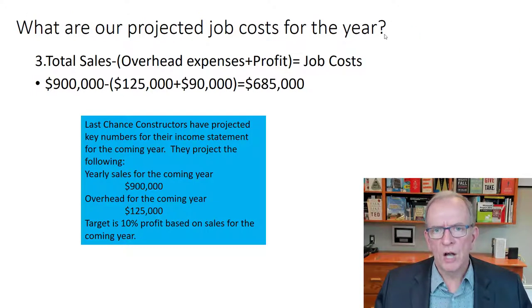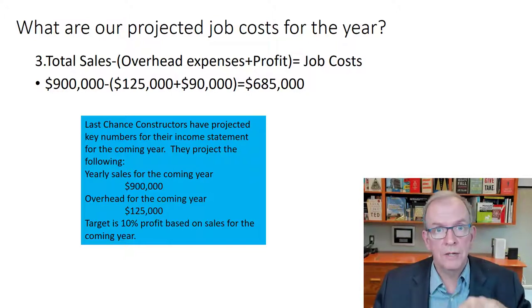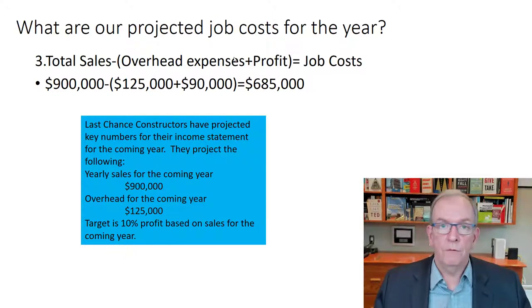What are our projected job costs for the year? So we take that formula that I had earlier: total sales minus overhead plus profit. We were given the overhead, because we would have figured that out: the cost of our rent, the cost of our estimators and admin staff, all of those things for the year, the projections for that. If we're doing it as an actual, then we can just look at what those numbers were. Plus profit, which we just said was 90,000. So we take 900,000 minus 215,000, and that's going to give us 685,000, right? So that's our job cost.